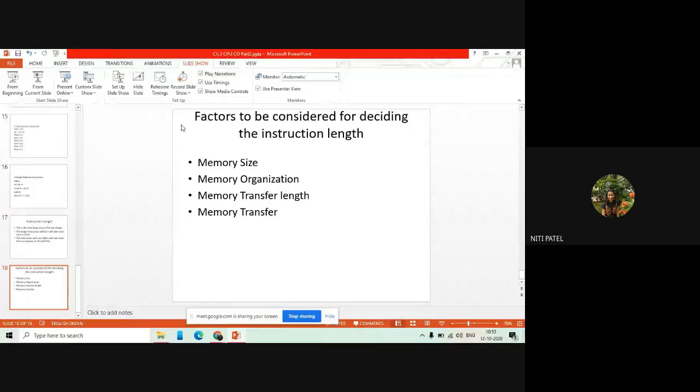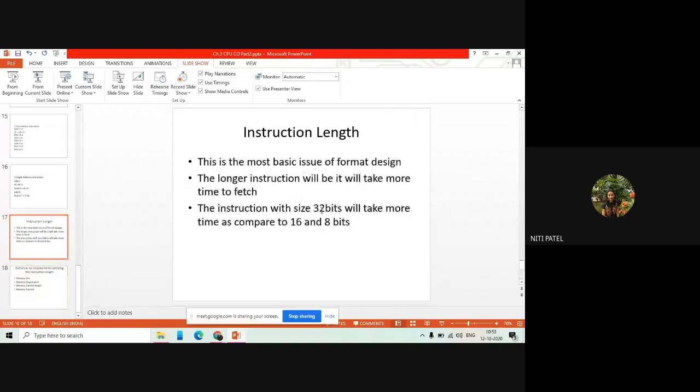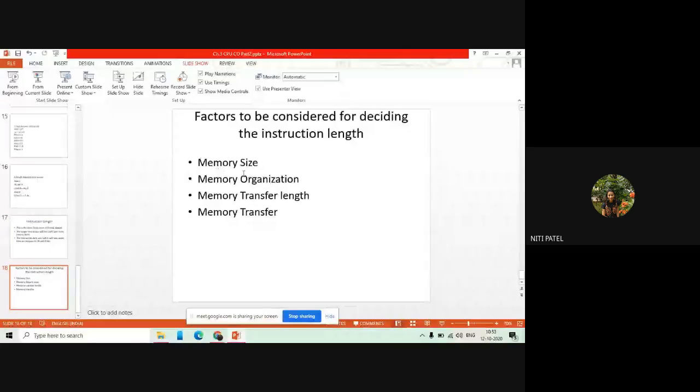Okay. Next, we have to look into certain factors when we decide the instruction length. So on which factors has this instruction length of 32 bits been decided? Based on the factors listed here. First is the memory size, memory organization, memory transfer length and memory transfer. Depending upon the memory size of 80386, the organization of the memory, the transfer length of the memory, where the data bus and address bus come in, and how much data it can transfer, I have decided that the size of my instruction length should be 32 bits.